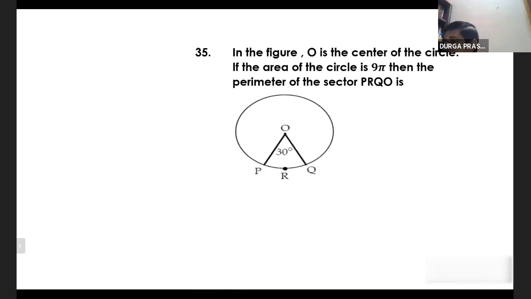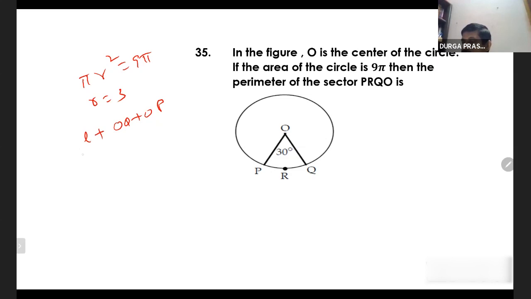In the figure, O is the center of the circle. The area of the circle is 9 pi. Pi R square equal to 9 pi, so R equal to 3. Then the perimeter of the sector PRQO, this perimeter he is asking. So arc length L plus OQ plus OP is the perimeter of that sector PRQO.